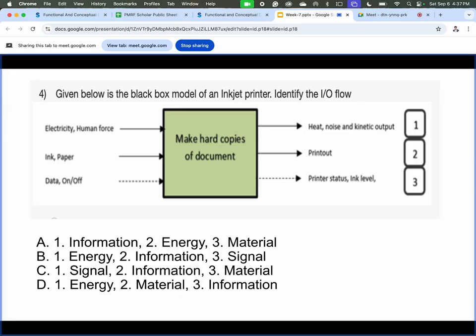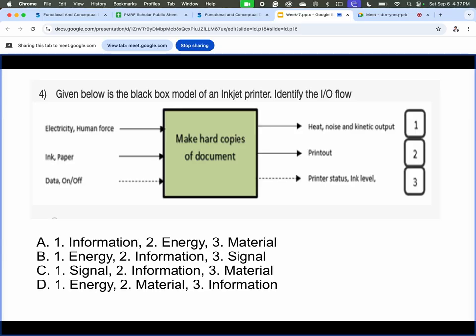So energy, usually electricity, powers the motors and electronics. Materials include the paper and ink, which undergo physical transformation to produce a printed sheet. Information refers to the digital documents or image to be printed, guiding how the ink is placed on the page. Together, these flows capture the complete functional picture of the printer.